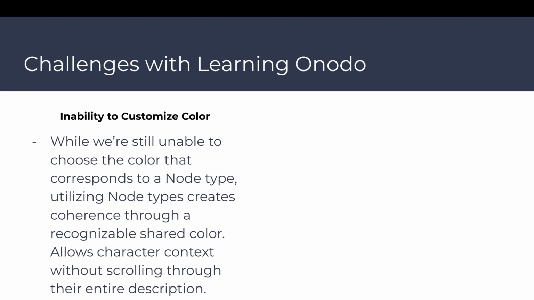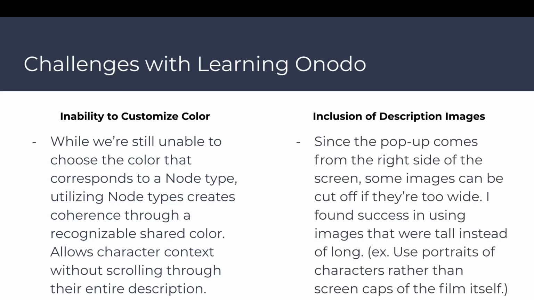Another challenge I had a hard time with was the inclusion of images within a character's description. If you click on a node, all corresponding information about the character will pop up on the right side of the screen, including their name, custom column details, and description of who they are. When editing a node, it's possible to paste images into the description, but since the pop-up comes from the right side of the screen, some images can be cut off if they're too wide. Resizing images before pasting them into the description can work occasionally, but it's inconsistent. I found more success in using images that were tall instead of long, opting for portraits of characters rather than screen captures of the film itself. Make sure to be mindful of copyright and use images in the public domain.